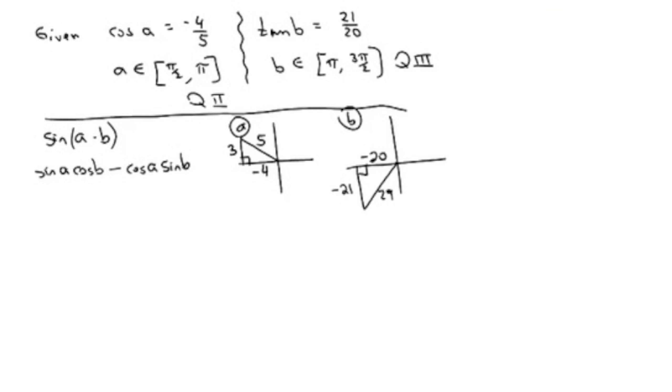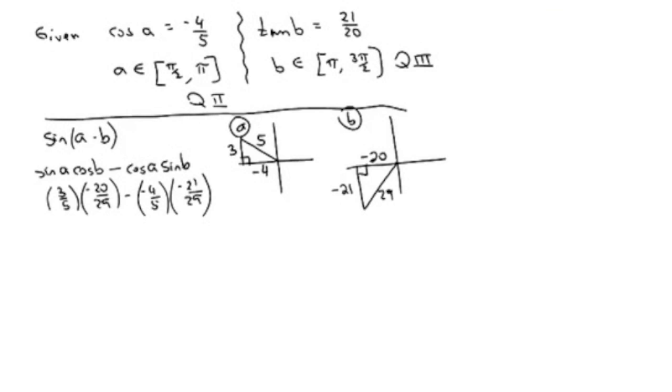All right, and then you just have to evaluate each one of these pieces. What's the sine of A? Remember, this picture is A. The sine of A is 3/5. Cosine of B, negative 20/29. Minus cosine of A, negative 4/5, off the picture. Sine of B, negative 21/29. So technically, I was kind of right.